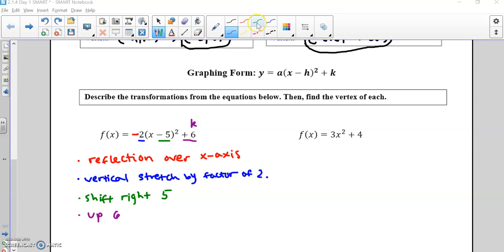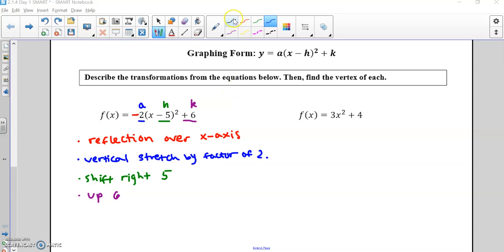We have k, h, and a. All right, so that's all for that one. And then to find the vertex, again, it's opposite of h comma k. So my vertex is positive 5, and then just 6.